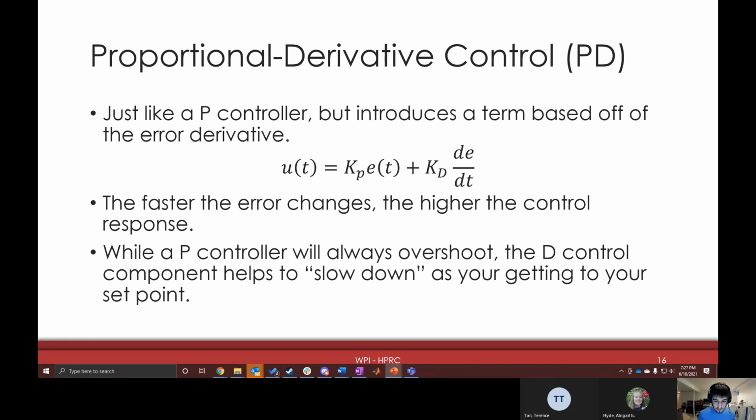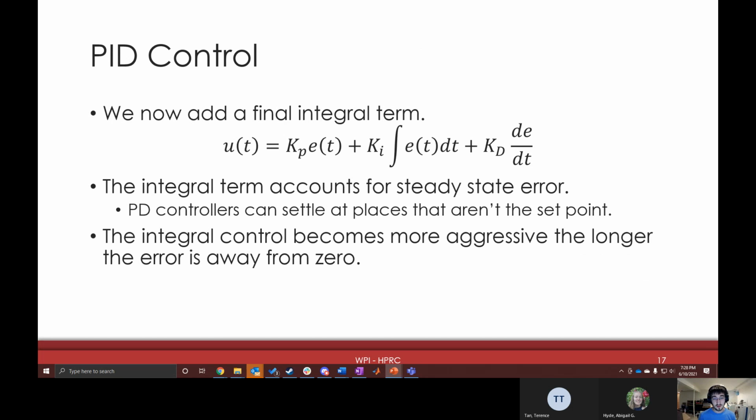Yep. Cool. Okay. Moving on, we get into even fancier. I know I'm kind of going quickly between all these letters here. We now have PID, where we can add an integral term.